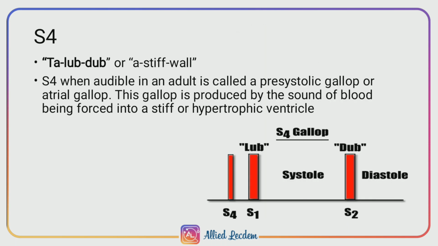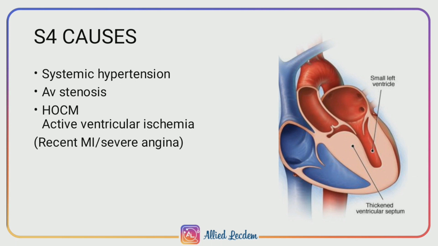S4. S4, also called presystolic gallop or atrial gallop, is caused during the atrial kick stage of the cardiac cycle, and the sound will be ta lub dub, ta lub dub. S1, S2, and S3 can be physiologically normal. The only pathological heart sound is S4. S4 causes include systemic hypertension, aortic valve stenosis, HOCM, and active ventricular ischemia like recent MI or severe angina.